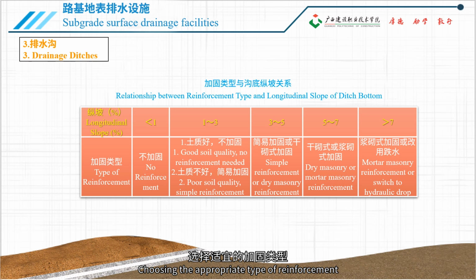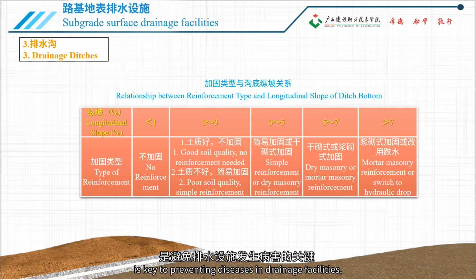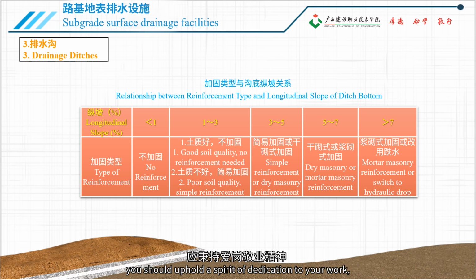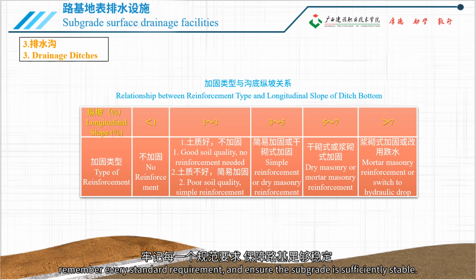Choosing the appropriate type of reinforcement is key to preventing diseases in drainage facilities. So when you participate in the construction of drainage ditches in the future, you should uphold a spirit of dedication to your work. Remember every standard requirement, and ensure the subgrade is sufficiently stable.